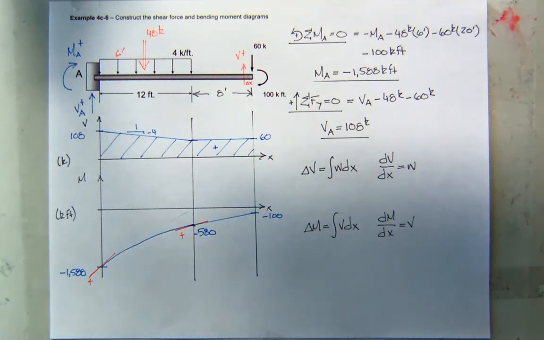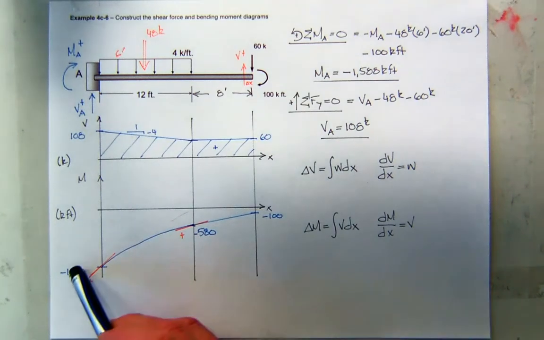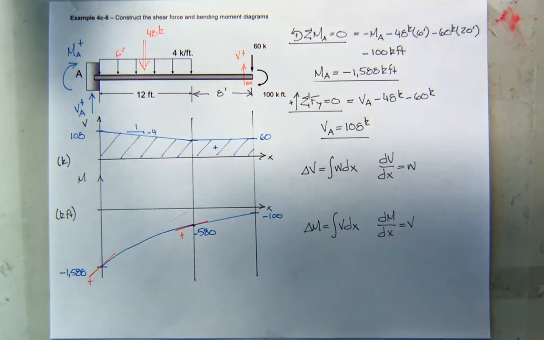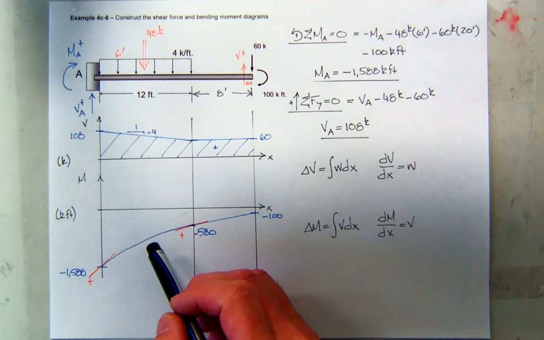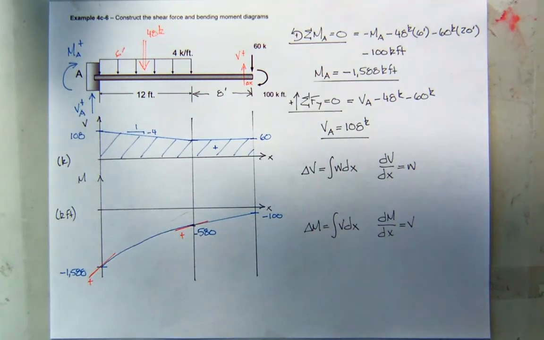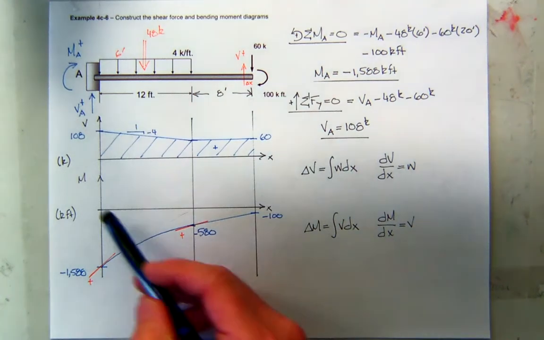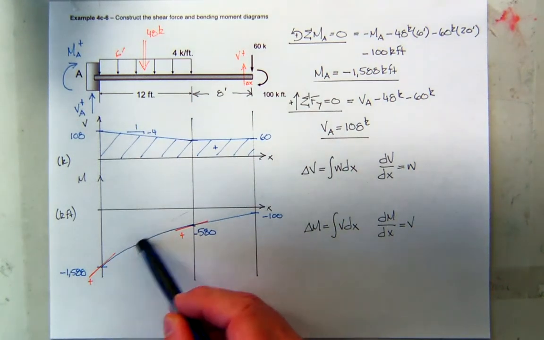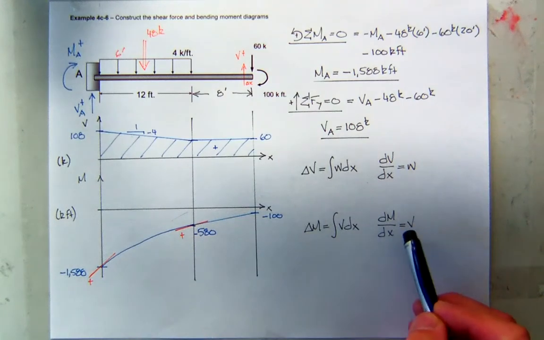So I could ask you, what is the moment at x equals 12? And you would say negative 580. I could ask you, what's the maximum moment in the beam, and where does it occur? At A. I could really mess you up. I could say, what is the slope of the moment diagram at x equals 6? The slope of the moment diagram is shear.